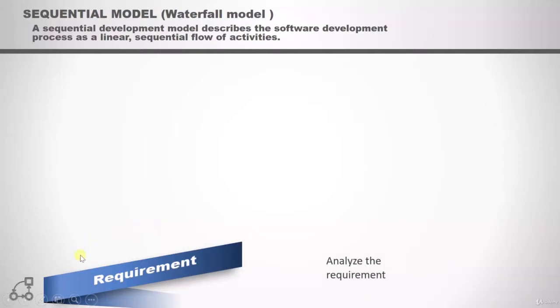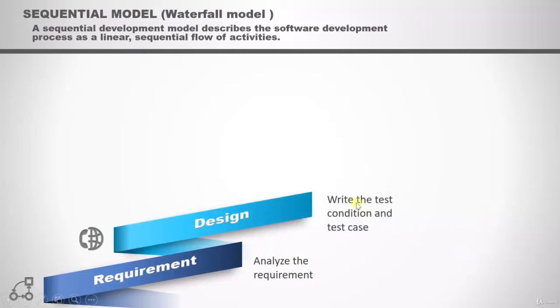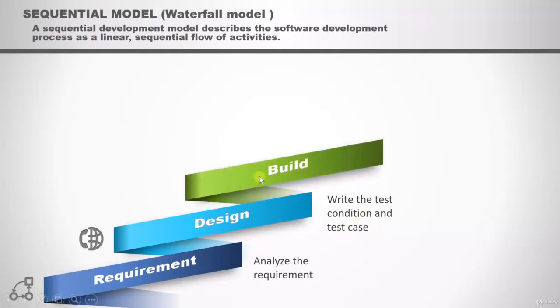The first activity in this model is the requirement activity. Here we analyze the requirement. Then we go into the design phase, where we will write the test condition and test case. After that, we'll start building the software, which is the implementation stage of the process.